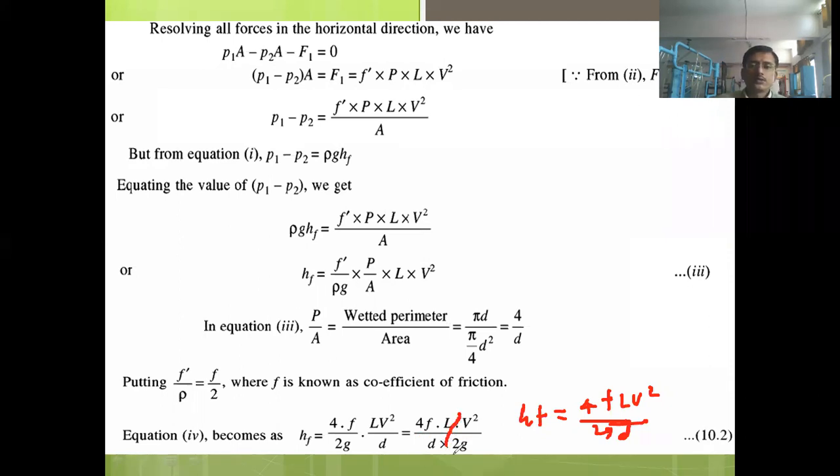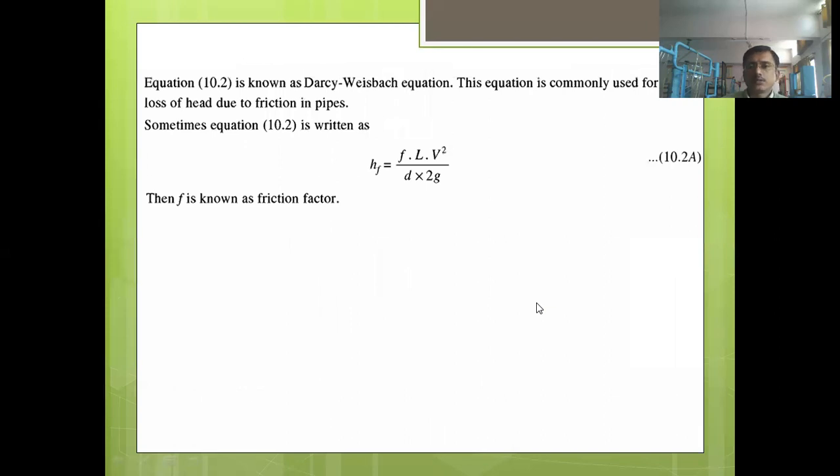Or you can write like this. Here in this formula, you can see there is V square upon 2g. This is nothing but the velocity head. That's why they have written like this. Or some question may come in your mind: why is this 2 not cancelled with this 4? After that, write down this expression also.